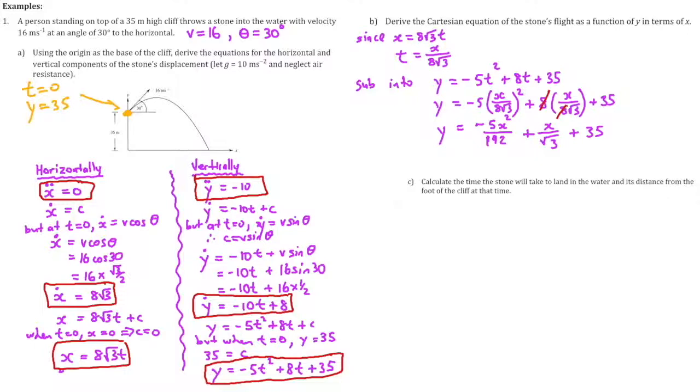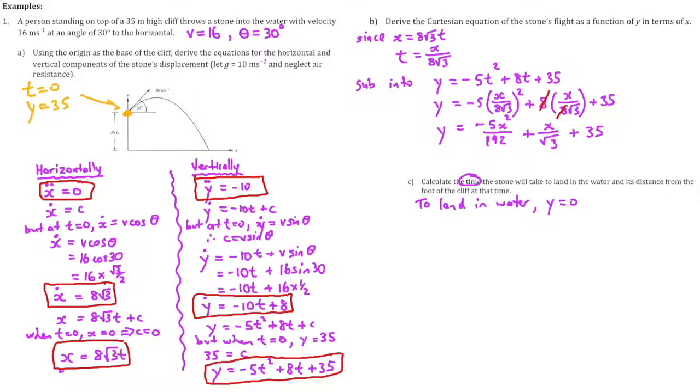Okay, so let's look at part C now. It says to calculate the time that the stone will take to land in the water. Okay, so we actually have here a formula, and that's going to be handy because when the stone lands in the water, let's come back to our diagram, at that point where it hits the water, its y value is 0. So we're going to use that to our advantage. So we can say to land in the water, y is equal to 0.